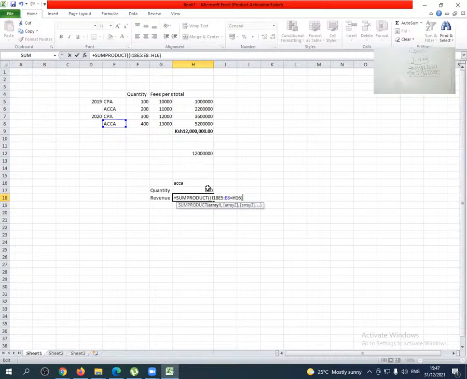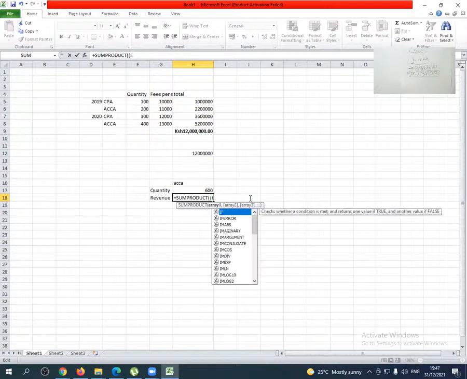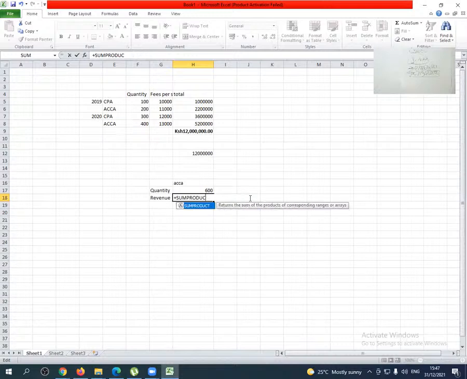I18. This is supposed to be H. Let me see. I have to start afresh here. This formula, I have to start afresh. So equals sum product. Okay, tab. So we will come and pick array one. It is the courses here.